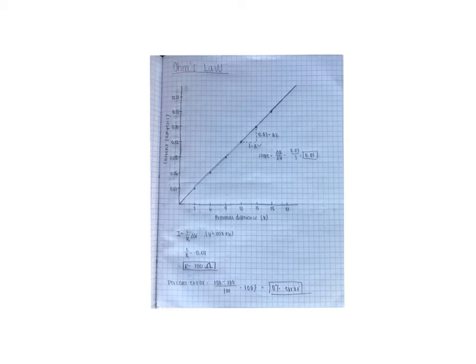So now that we have that number as our slope, the equation we would use is I equals, or current equals the potential difference over the resistance. We could also write that as 1 over the resistance times the potential difference. So 1 over the resistance was actually our slope. So 1 over R equals 0.01. So R itself is 100.